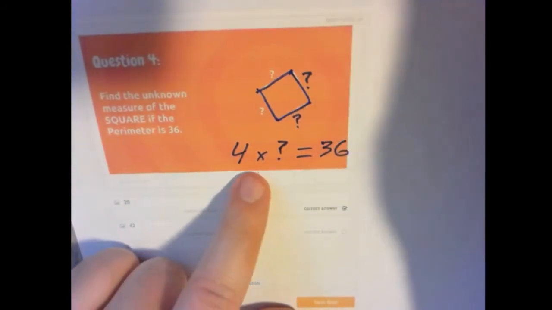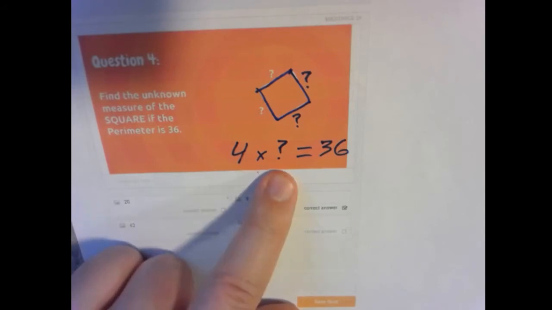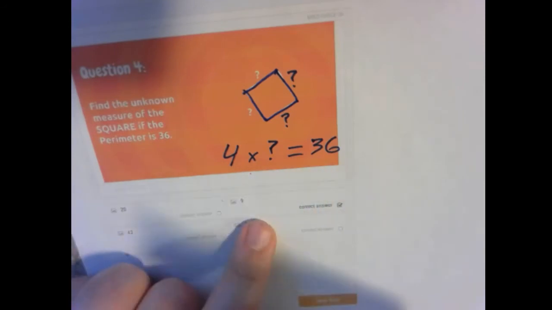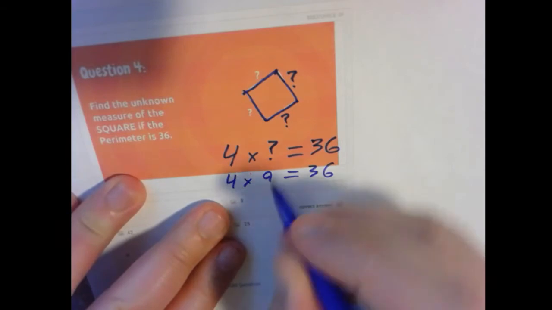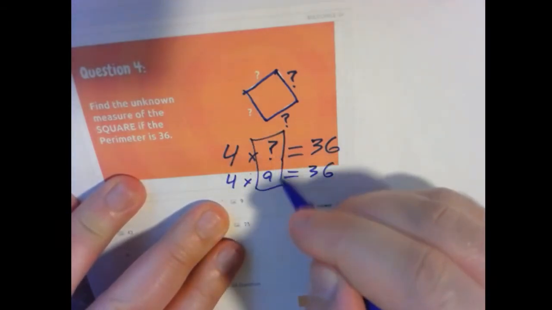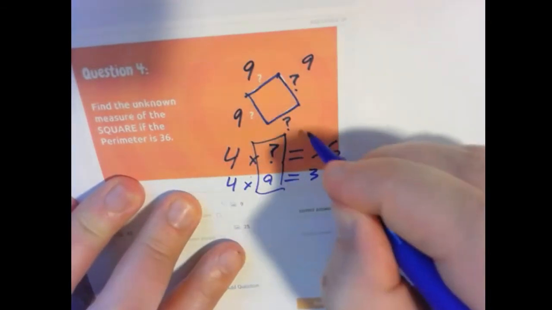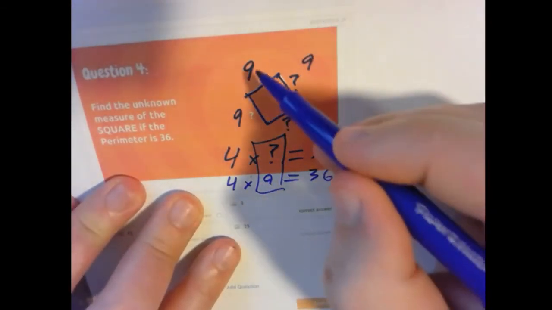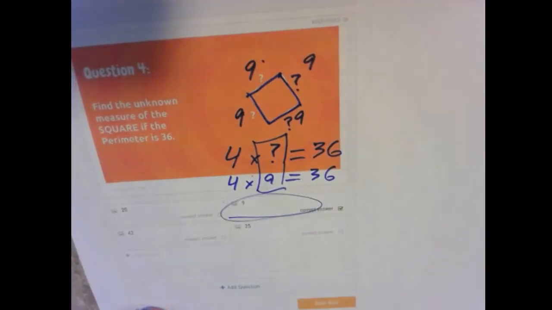So again, is it 4 times 10? That would be 4 times 10 is 40. So that'd be too big. How about 4 times 9? Would that be, yeah, 4 times 9 makes 36. So that's what the unknown side is, okay? So each of these sides then would be 9. 9 plus 9 plus 9 plus 9 makes 36. And that's it. Great job.